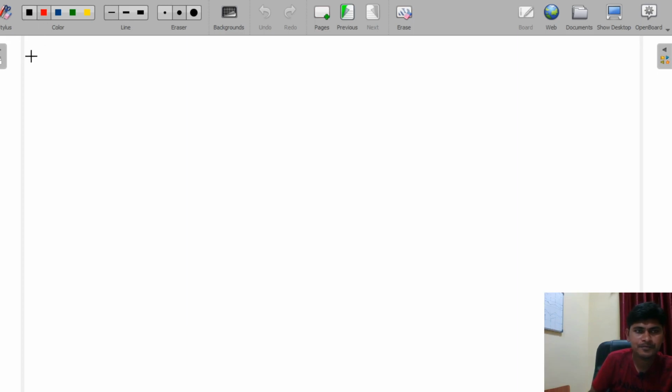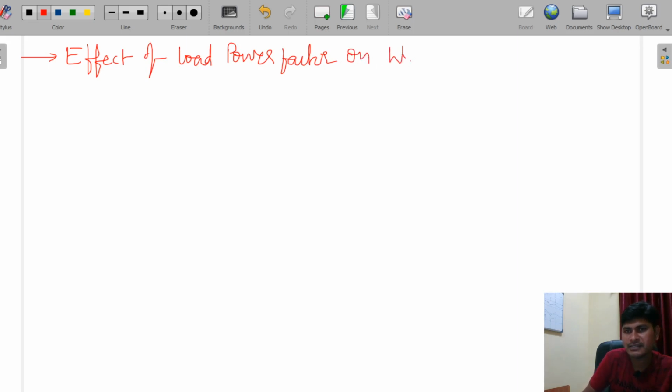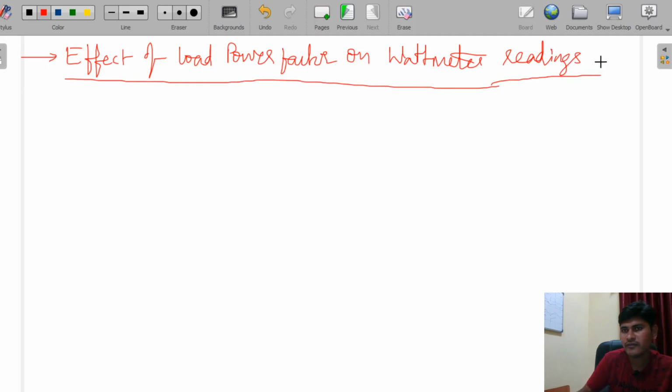Now let us look into the effect of load power factor on wattmeter readings. Let us see how load power factor will affect the readings of the wattmeters.